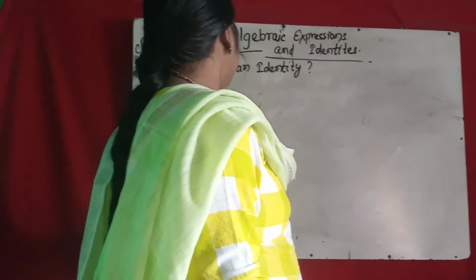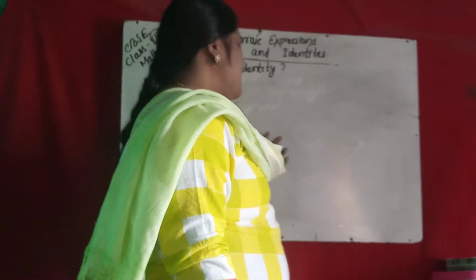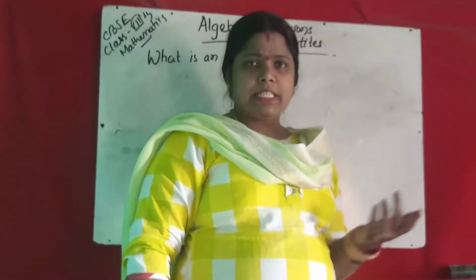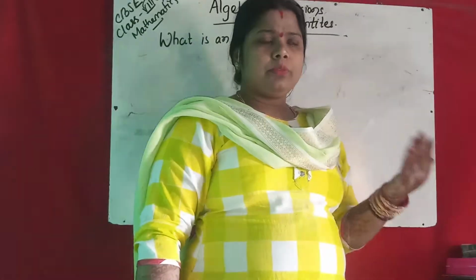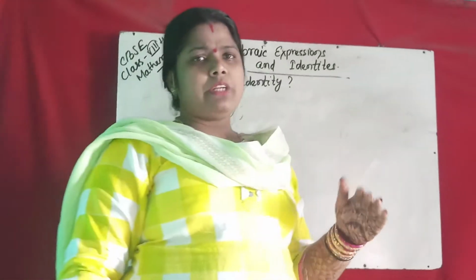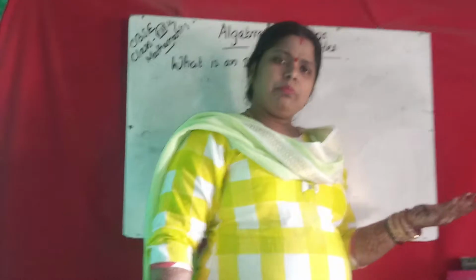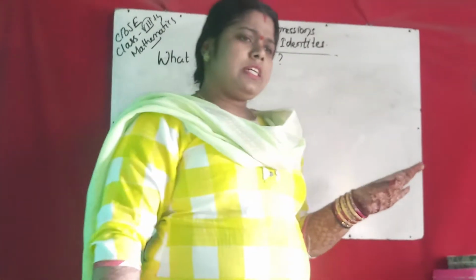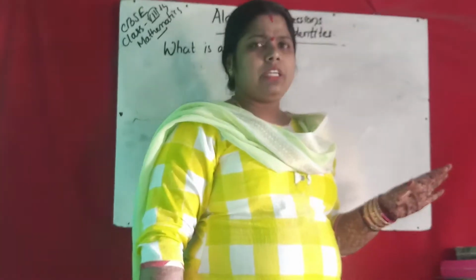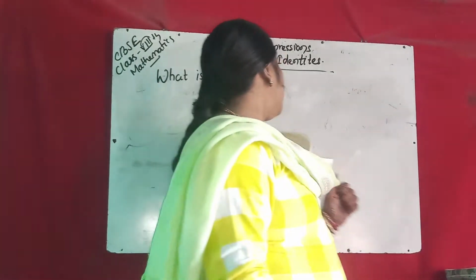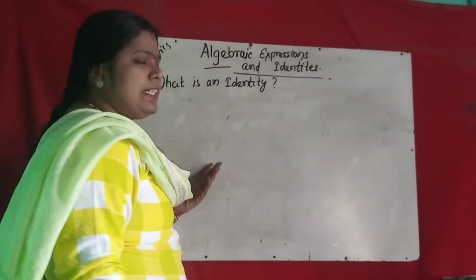This chapter's third part. So in the previous class we have already read how to do the multiplication of monomial with monomial, monomial with binomial, binomial with binomial, then trinomial with trinomial, binomial. How many terms are there? Also how to do multiplication we have already discussed in our previous video. So today we read what is an identity.